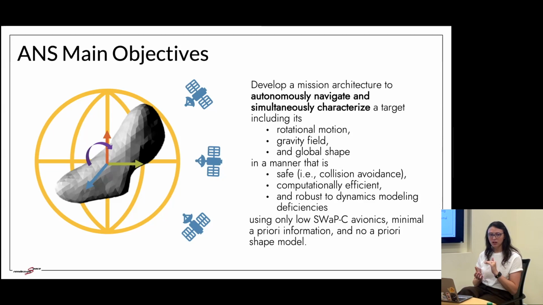And we want to do all of this with low SWaP-C avionics, so low size, weight, power, and cost. We want to do this in a very resource constrained environment because we want this to be something that you can send up and use in any sort of environment and say, hey, I want to figure out what's going on here in effectively the cheapest, fastest way possible, to get that information into your hands as quickly as possible.